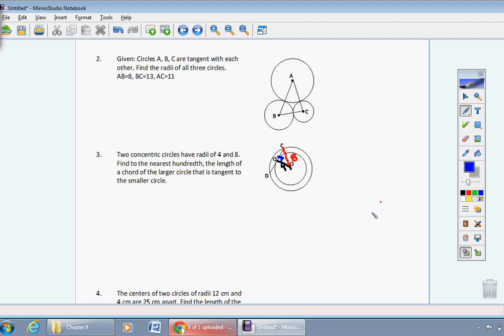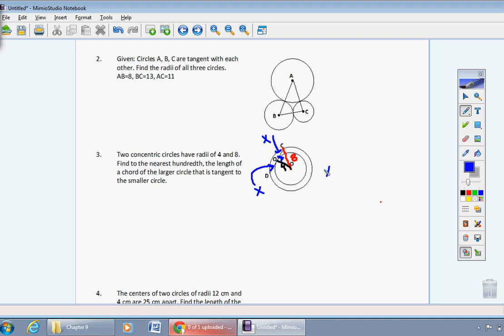It wants me to find the length of this entire chord. I don't know the length of the entire chord, but I am going to call half of that chord x. Based on some of the theorems we've talked about, since this radius is perpendicular to the chord, we know that it also bisects the chord. So that means that CQ and DQ are both congruent.